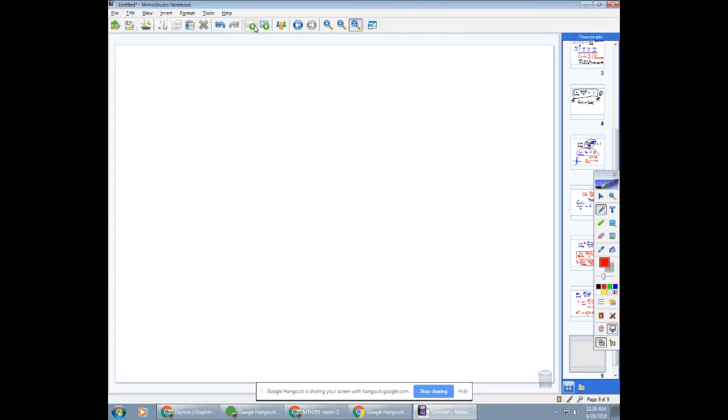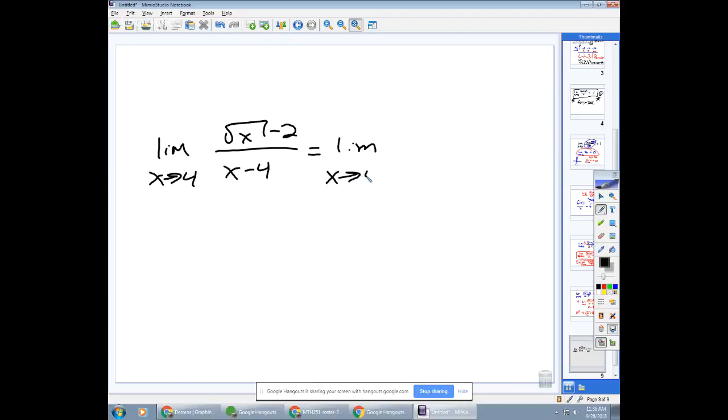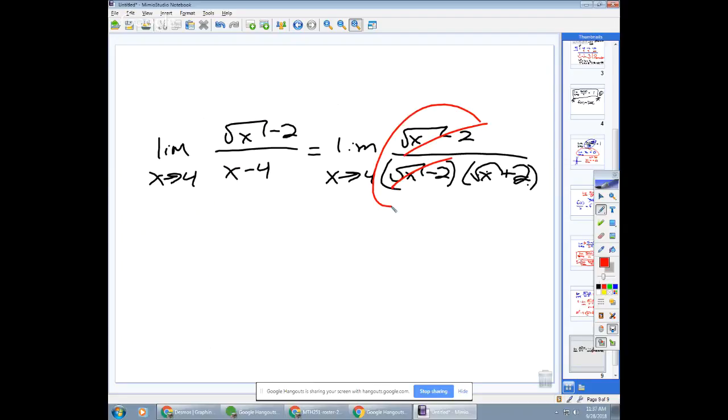Okay. So what I have now is that the limit as x approaches 4 of square root of x minus 2 over x minus 4 can be rewritten as the limit as x goes to 4 of the square root of x minus 2 over square root of x minus 2 times the square root of x plus 2. And because I found a matching factor, a number divided by itself is 1. 1 times anything is itself. So now, as long as I don't plug in 4 here, I would have a problem. This is equal to the limit as x goes to 4 of 1 over square root of x plus 2.